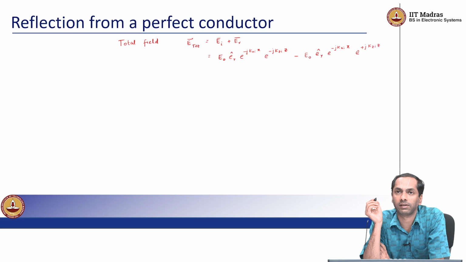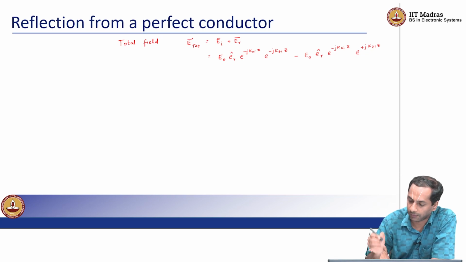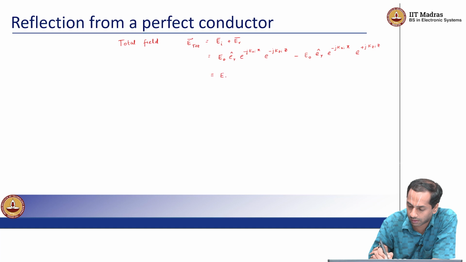Why do I say kzi? Again, the k vectors in medium 1 is the same for the incident and reflected plane waves. So if kx component is the same, then kz component also has to be the same. Okay, so we can take the common factors and we see that we get a minus 2j sine kzi z.